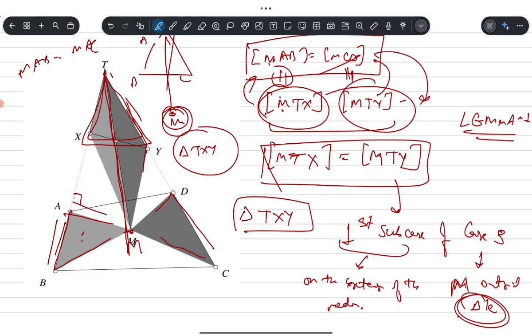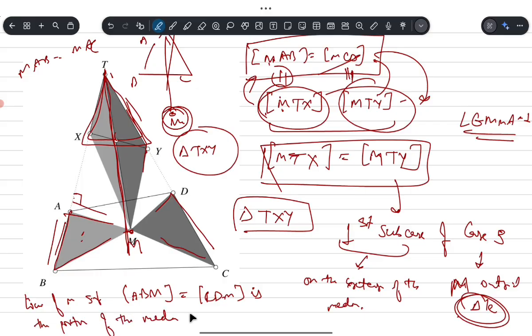So the solution to our problem will say that the locus of point M, such that ABM equals CDM, is the portion of the median of triangle TXY which lies inside the quadrilateral ABCD. I hope this is clear.